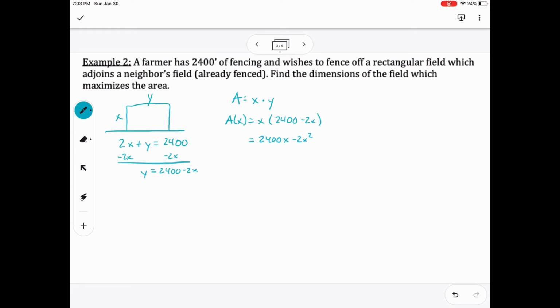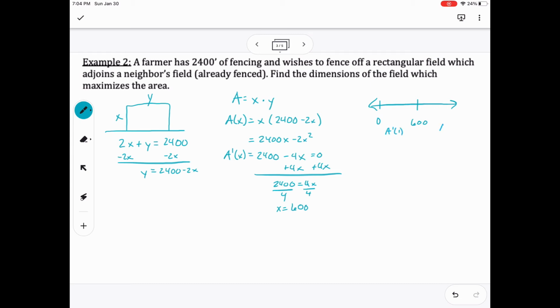Now, since we're talking about maximizing area, that's the other formula. So I'm able to say, oh, y is this, so I can plug it in and manipulate my area formula, so it's 2400x minus 2x squared. I can take the derivative of that. That allows me to find that x is 600.